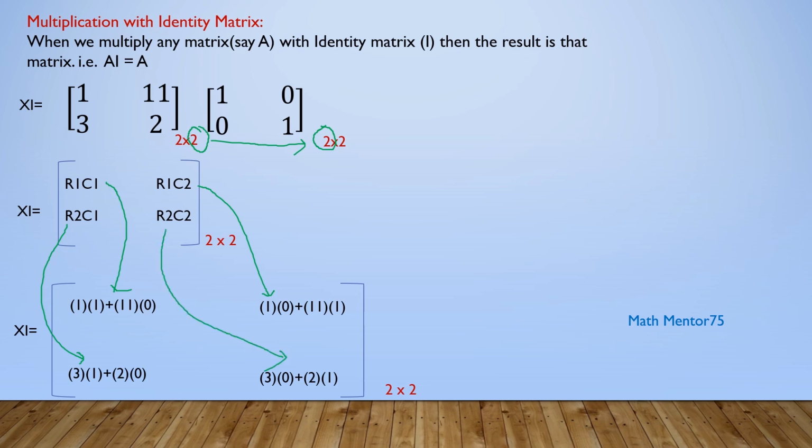Now do the simple multiplication and addition. As a result, we get this XI equals 1, 11, 3, 2. And what is that? This is again the matrix X. So what is the rule? The rule is that whenever we multiply any matrix with I, the result is that multiplying matrix, provided multiplication is possible.